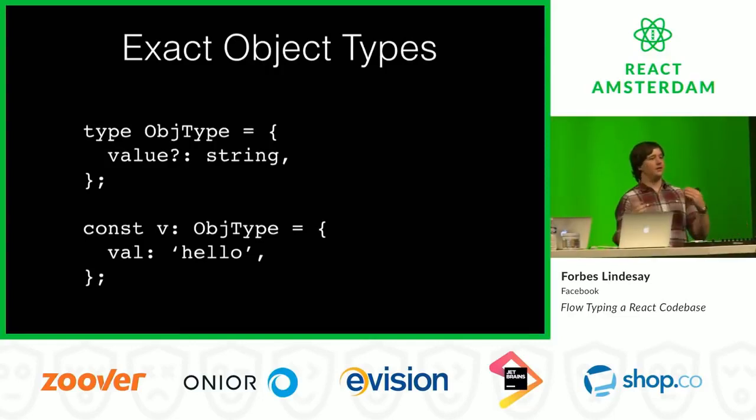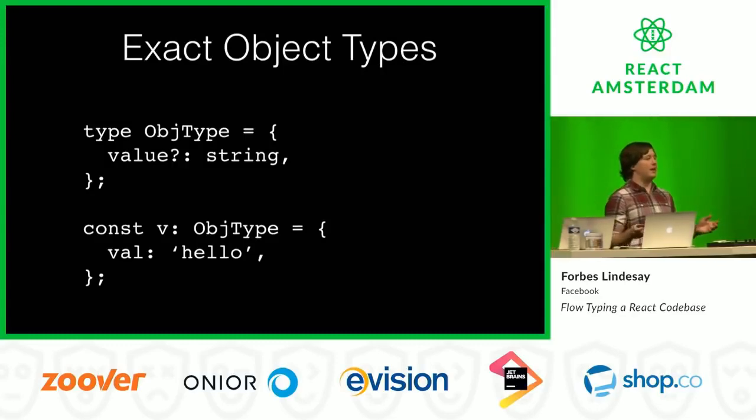Then I've tried declaring an object to match this type, but I've made a mistake. I forgot that I'd used the full word value. I thought I'd shortened it to val. So I've said the val is a string. Now, Flow won't complain about this, because as far as Flow is concerned, we just haven't provided a value for the optional property called value, and it's not a problem that we've provided some extra things that we don't need. So although as humans we can see that this person has probably made a mistake, the Flow compiler can't tell.